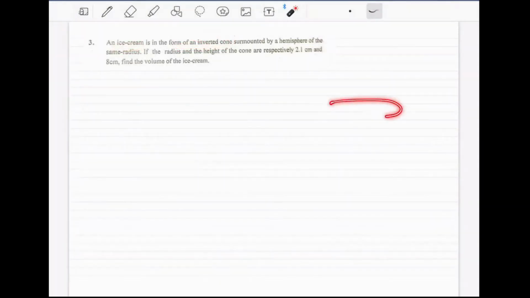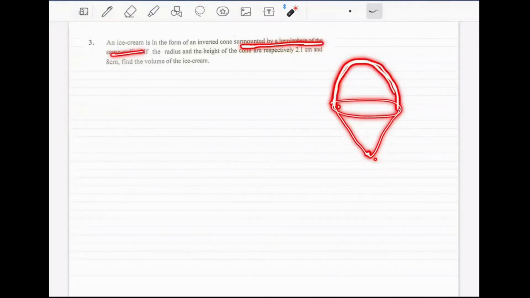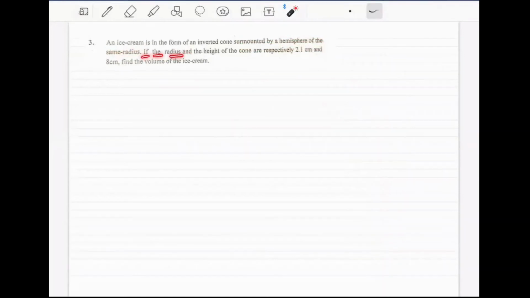So only the cone doesn't make the ice cream, right? This is an inverted cone, and it's surmounted, there's something on top, by a hemisphere of the same radius. So this is surmounted by a hemisphere like this. The hemisphere and the cone share the same radius. The question further says, if the radius and the height of the cone are respectively 2.1 centimeter and 8 centimeter, find the volume of the ice cream.